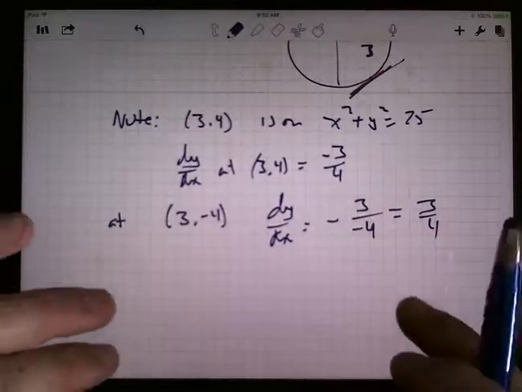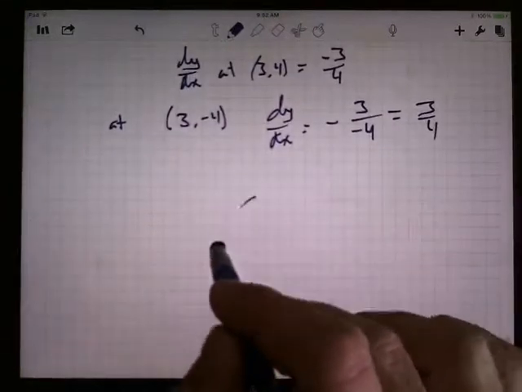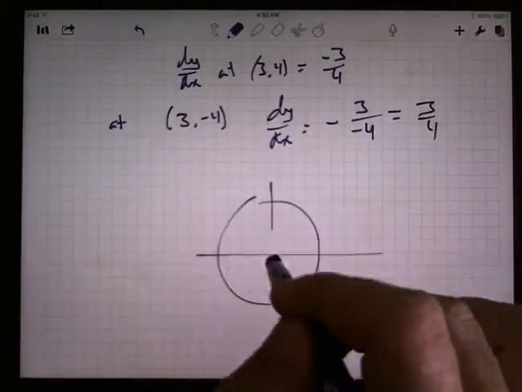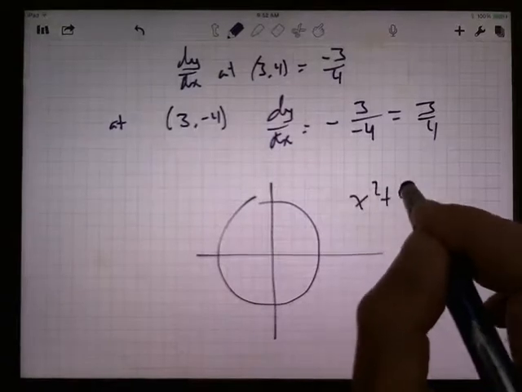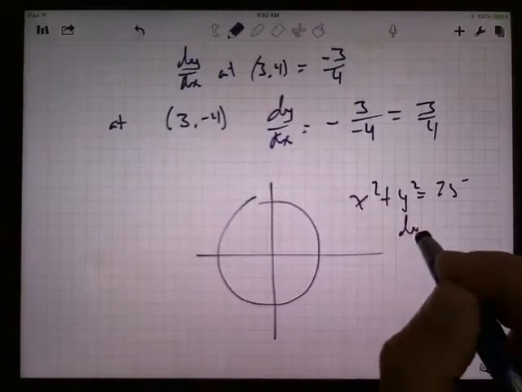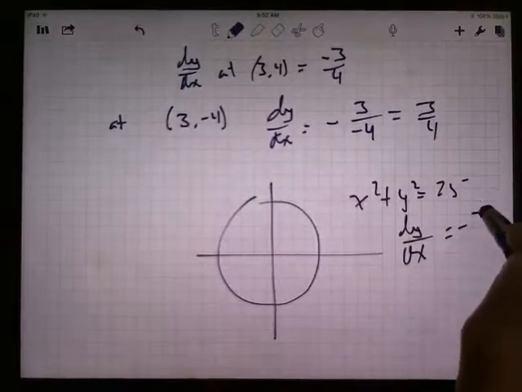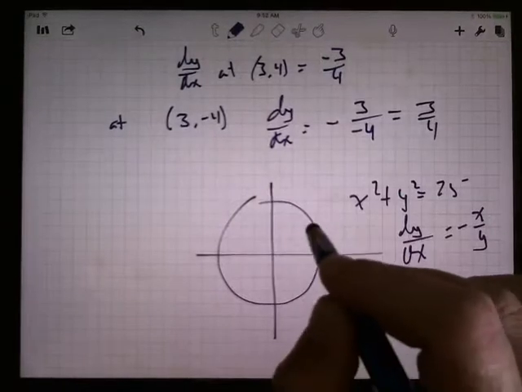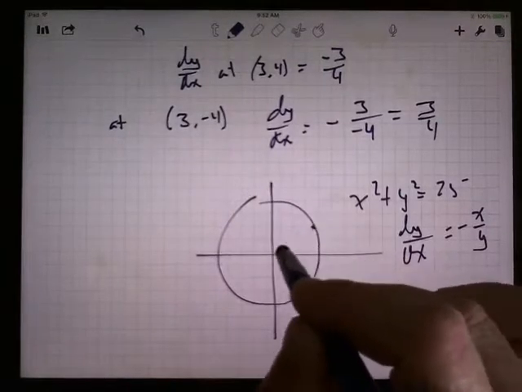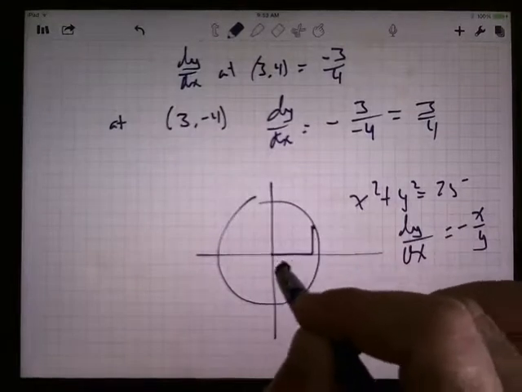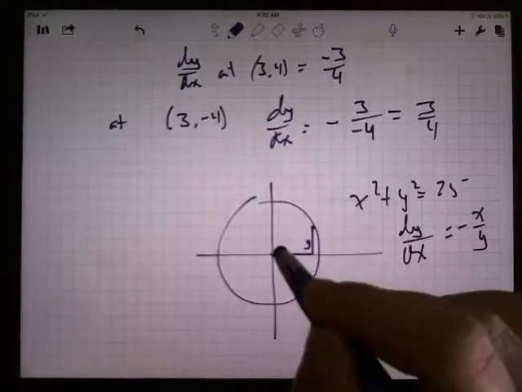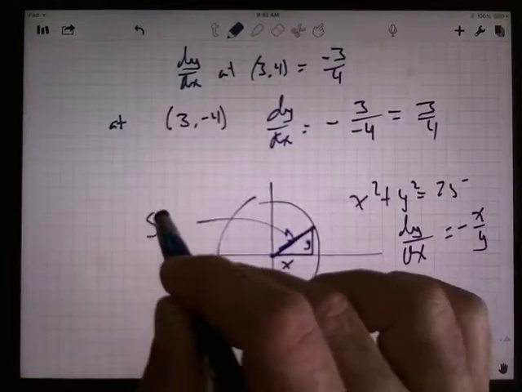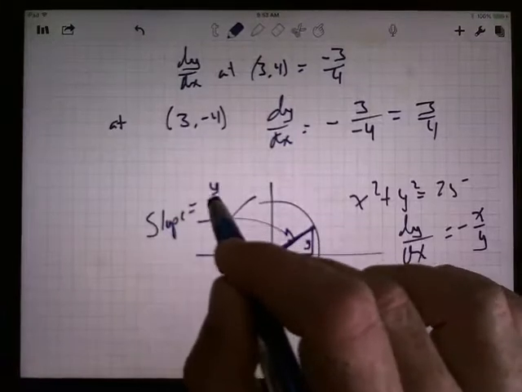Actually, I want to look at this particular example one more time, just because of the geometry of what's going on here. This was x squared plus y squared equals 25. We found that dy/dx was equal to negative x over y. And in fact, I want to take a look at that from a geometric point of view. That is, if this is the point (x, y), so this is the x coordinate, that's the y coordinate, then the slope of this radius is y divided by x.